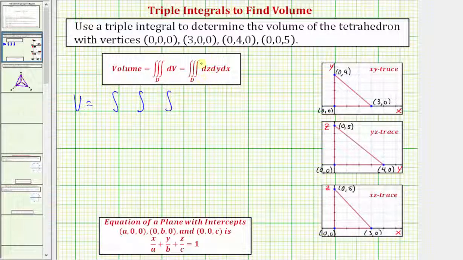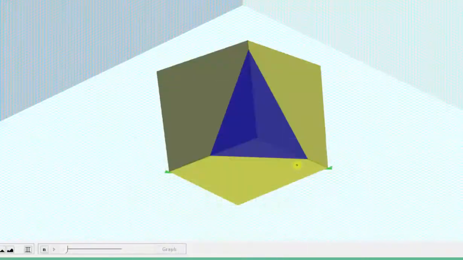And let's go ahead and include 1 as the integrand function. And let's use the order of integration of integrating with respect to z first, then y, and then x. Any order would work, but let's go ahead and use this order of integration. So now we'll determine the limits of integration for z. We'll notice how the solid is bounded by the xy plane, which would be z equals 0, and it's bounded above by this blue plane.